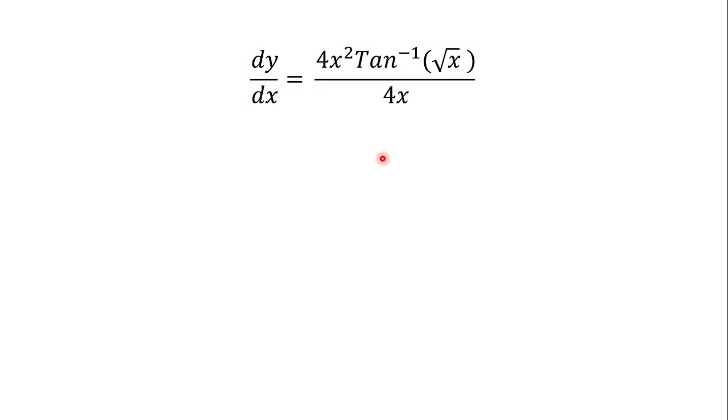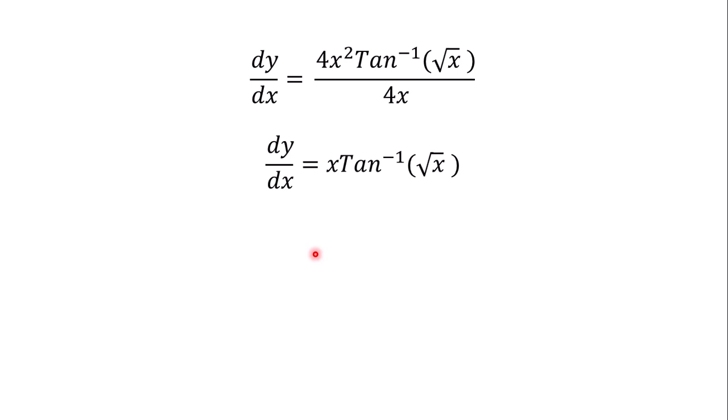Yeah, add some, take away, add this, and so on, just to fix this simple answer that you are going to get. Okay, so here, what is the final cancellation that we are going to do? 4x squared multiplied by tangent inverse of square root of x, divided by 4x. Here is 4x squared and here is 4x. 4 cancels 4, x reduces this one, and what you are going to get is dy over dx equal to x tangent inverse of square root of x.